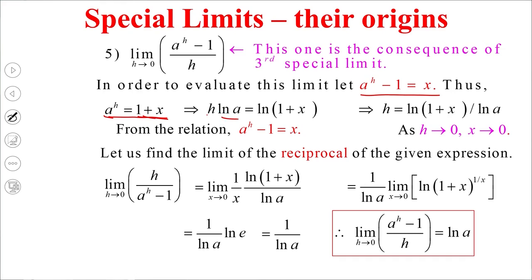And from the relationship a to the power of h minus 1 is x, we can write that as h approaches 0, because any number to the power of 0 is 1 and 1 minus 1 is 0, x must be approaching 0.